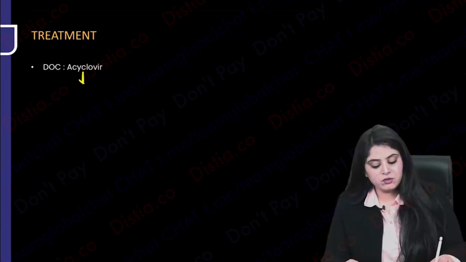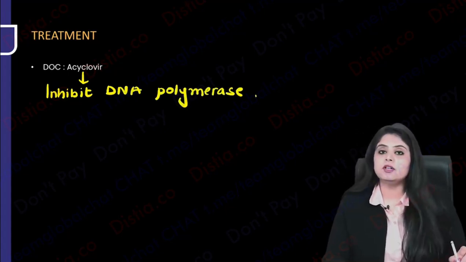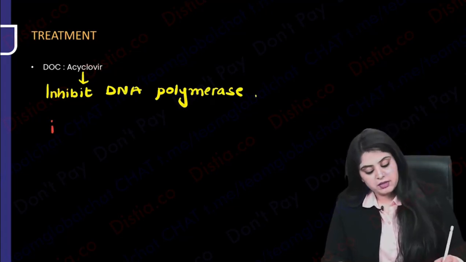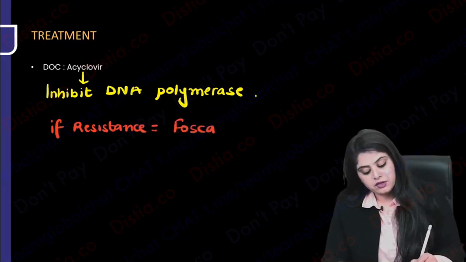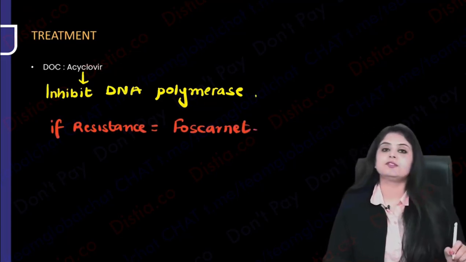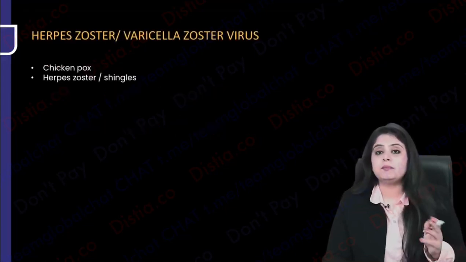And why are we giving acyclovir? What is the mechanism of action? It inhibits the DNA polymerase. That is the mechanism of action that you have all studied, right? It inhibits the DNA polymerase. Now also tell me, if there is resistance to acyclovir, what is the drug given in pharmacology? Then it is going to be foscarnet. Foscarnet if there is resistance to acyclovir. Done. Okay, so this was all about herpes simplex 1 and 2.